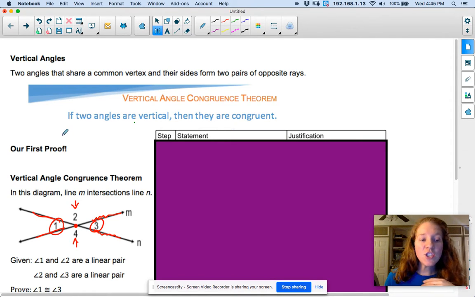Now, I could choose angle 1 and 3 to prove to be congruent, or 2 and 4. It doesn't matter, because they're both just generic angles. I don't know what the measure is. This is asking us to prove 1 and 3, so that's what we're going to focus on.